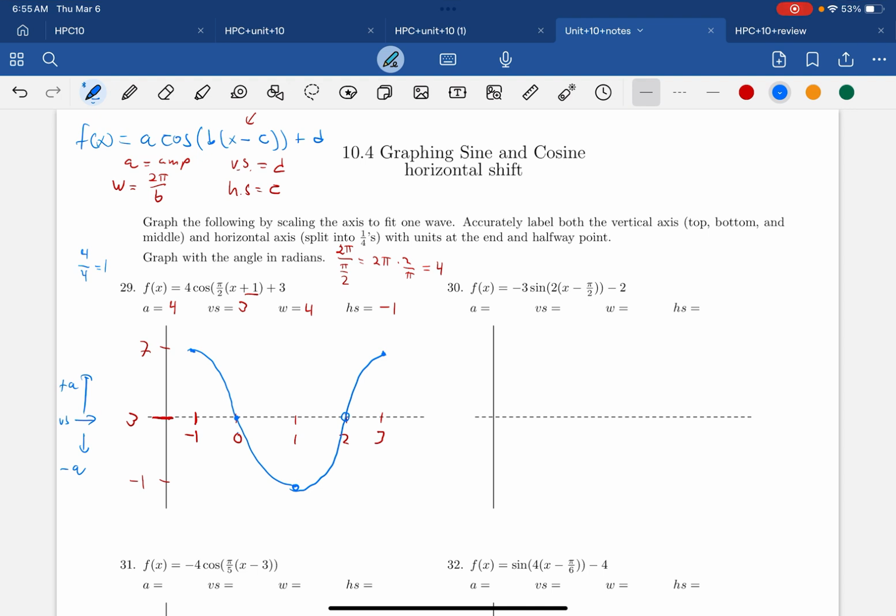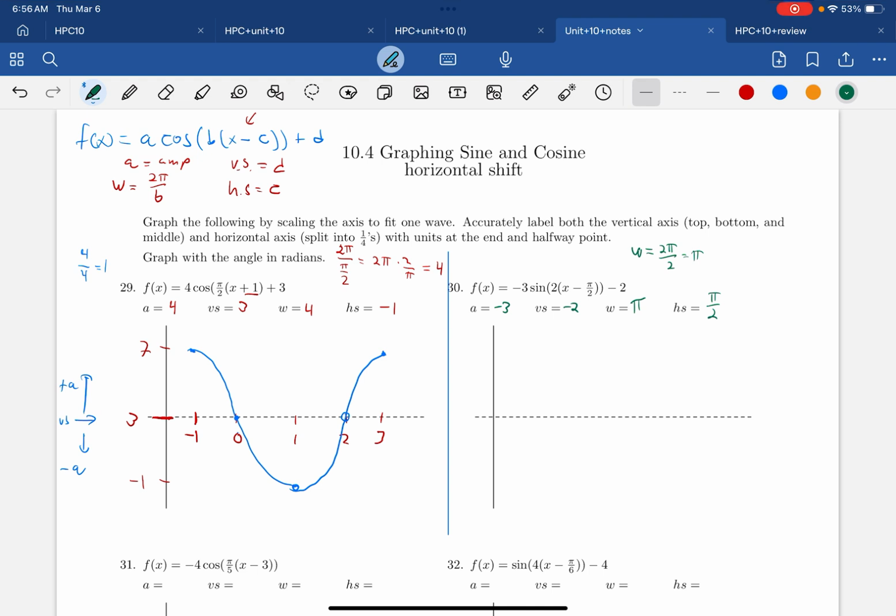Let's do one more. Let's do just right next to it, number 30. Here we go. Here's number 30. So we'll start again. We've got amplitude, vertical shift, wavelength. Let's do wavelength off to the side. Wavelength is 2 pi divided by, in this case, 2. Oh, okay, that's easy. That's just pi. Perfect. Horizontal shift is the opposite of what's inside, so it's actually a positive pi over 2.